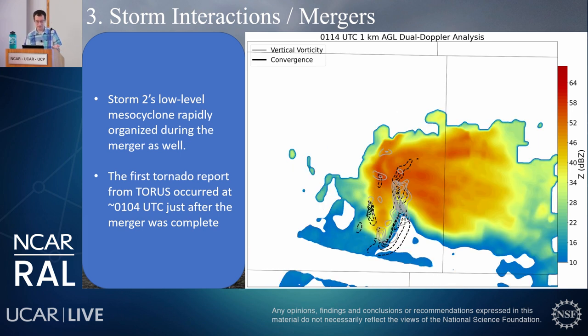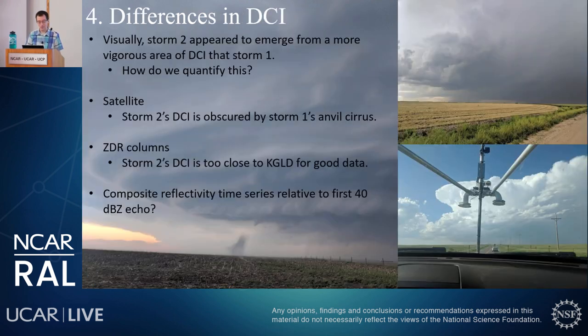And then this again is 0114 UTC, and just to show that the low-level meso does persist as we move forward a bit here, kind of for completeness. So moving on to our second to last variable here, differences in DCI, and this is kind of the toughest one that I had to look at.